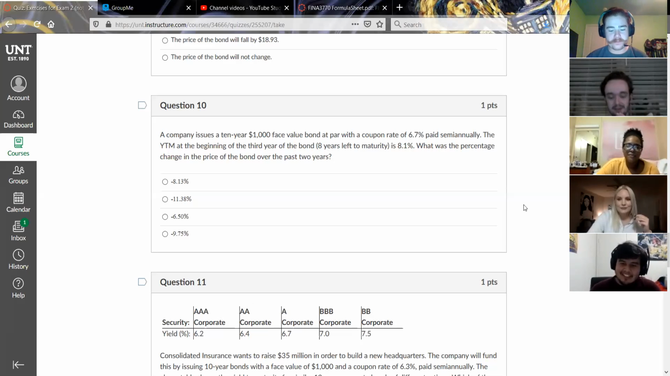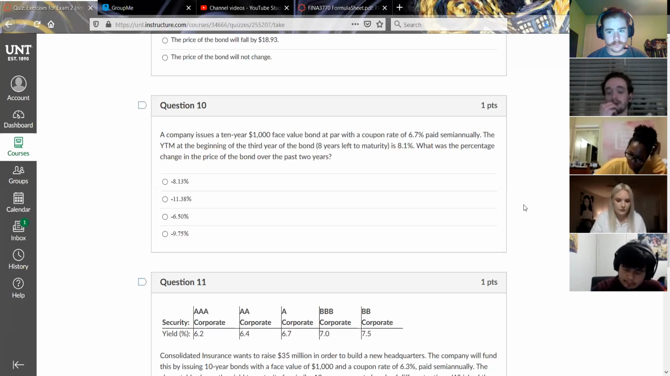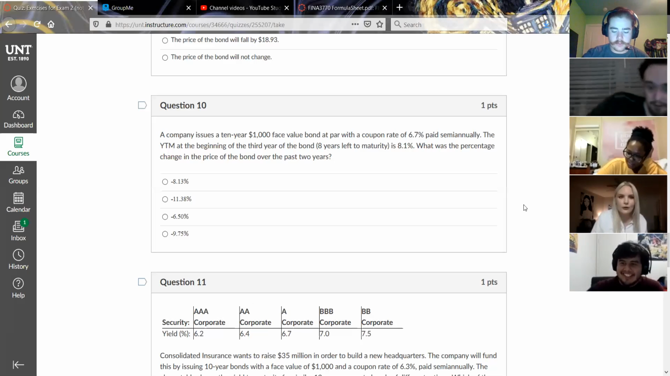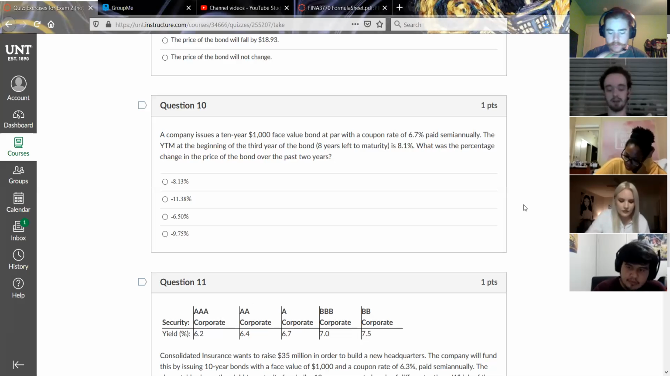Okay, so your future value, if you're in your TVM solver, is 1,000 because that's what we know as the face value. Right. The payment is 33.5. You see, you have your 6.7%. You divide that by 2 because it's semi-annually, so that's 3.35. So you multiply 0.0335 times 1,000, and that gives you $33.50 as your coupon. Wait, slow down. Okay. The present value is 0, right? Yeah, you're solving for the present value, so you don't do anything with that right now.